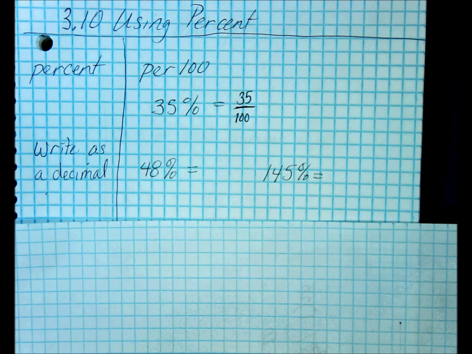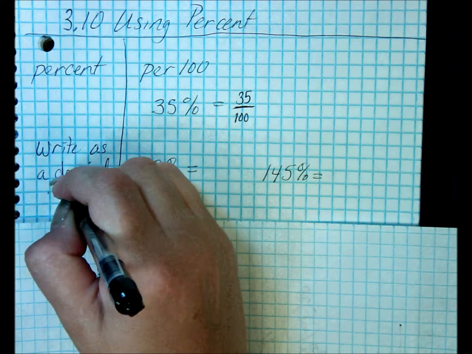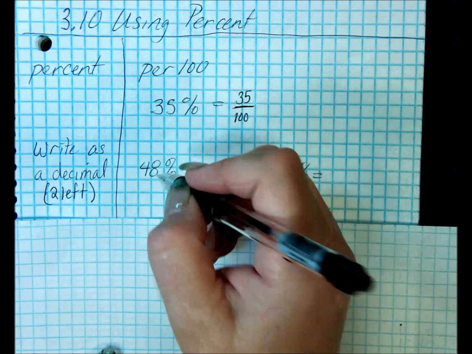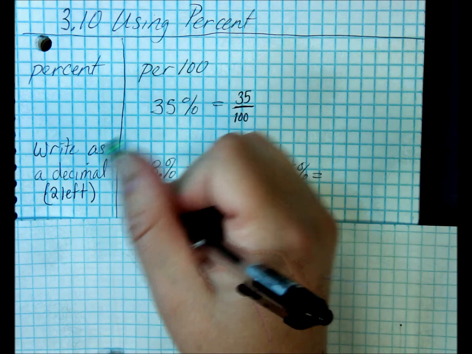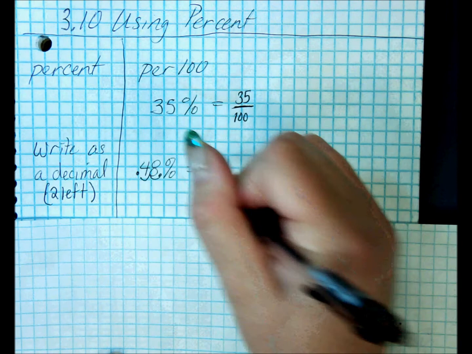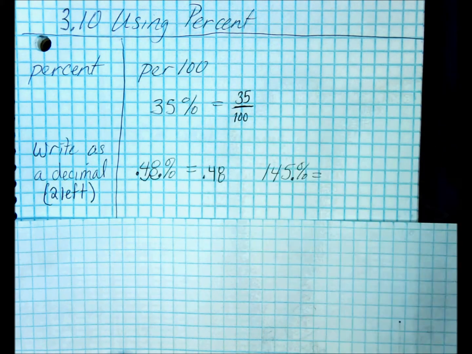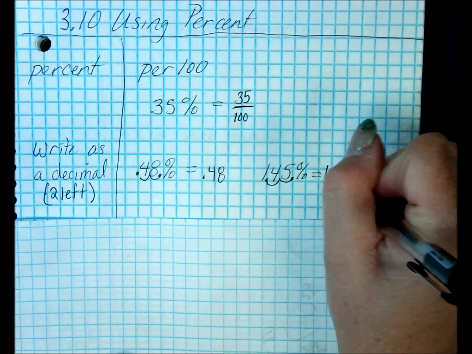So when we're looking at a percent and we're writing it as a decimal, we're going to move our decimal to the left 2 places. So right now your decimal's right there. In order to write it as a decimal, no percent, you've got to move it 2 places. So now this is 0.48. So your decimal's right here. Move it 2 places, and it looks like we have 1.45.